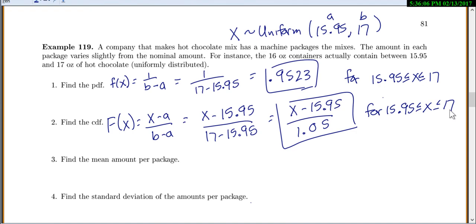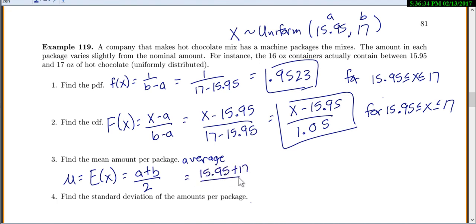So if I wanted to find now my mean amount per package, mean means find the average or expected value. So mean is that little symbol mu. It just means the same thing as find expected value, E of x. And we have a nice formula for that. It's a plus b over 2. So 15.95 plus 17 over 2, which gives me 16.475.